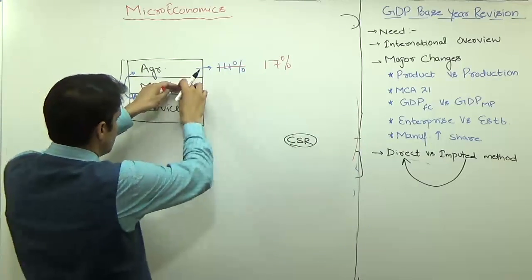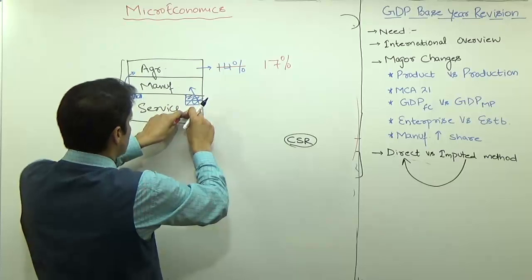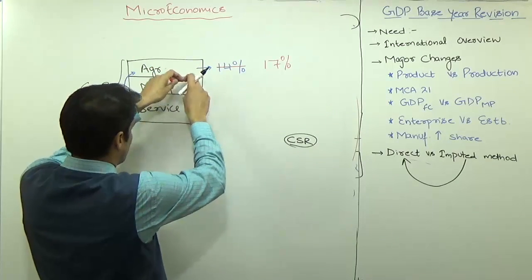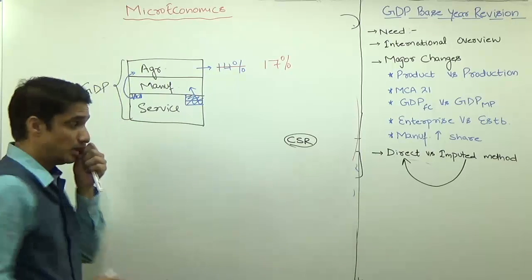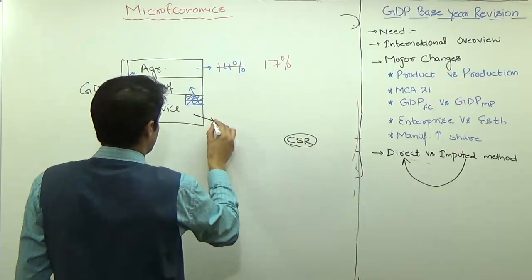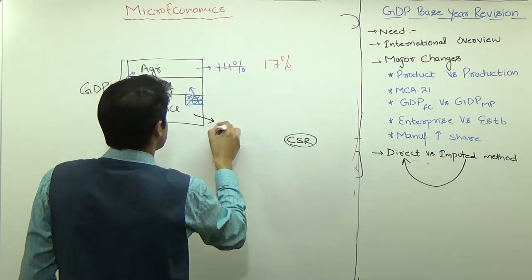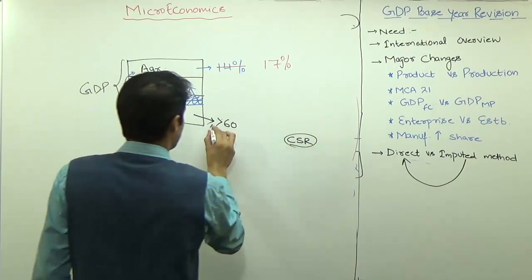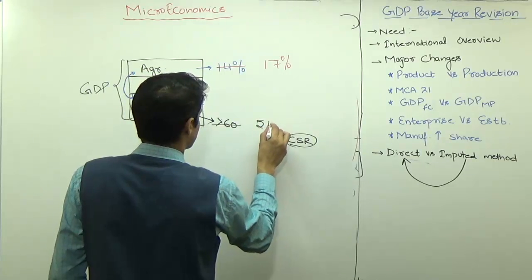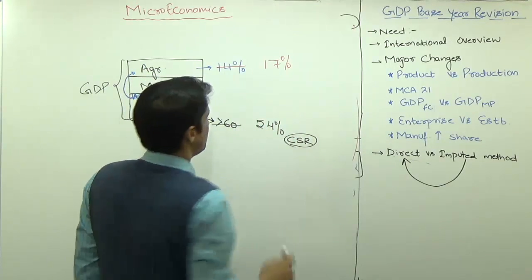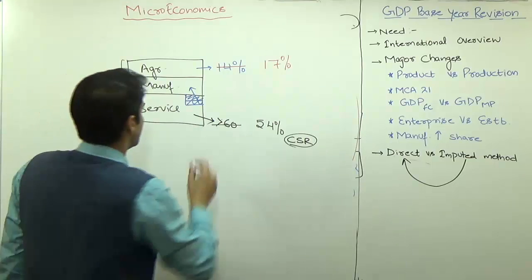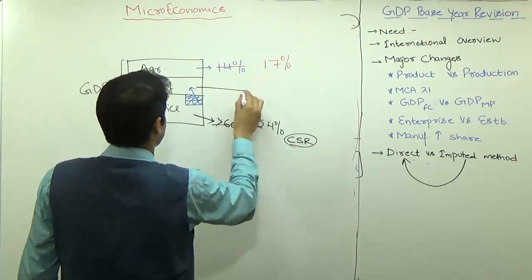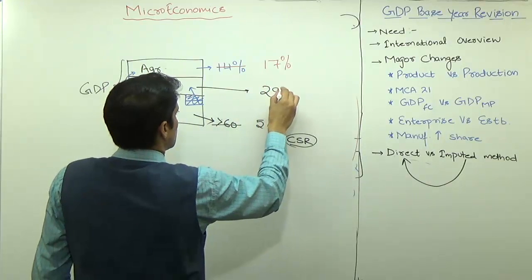So you have decreased the share of the service sector, or you have increased the share of the manufacturing sector, at the cost of the service sector. The service sector, which was earlier contributing more than 60%, 63, 64%, has now decreased to 54%, and the share of manufacturing has increased to 29%.